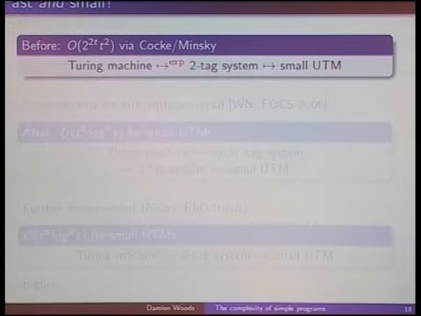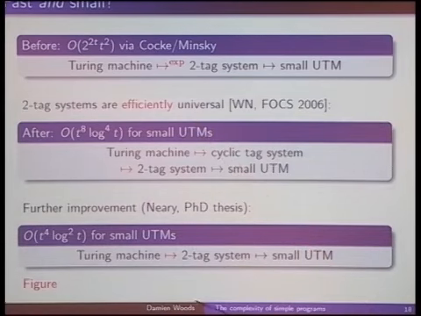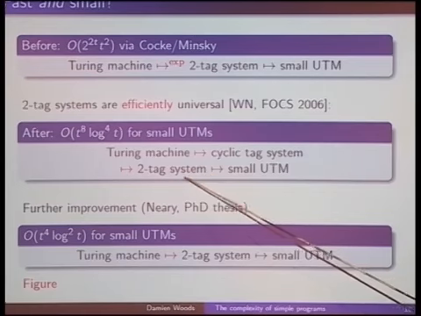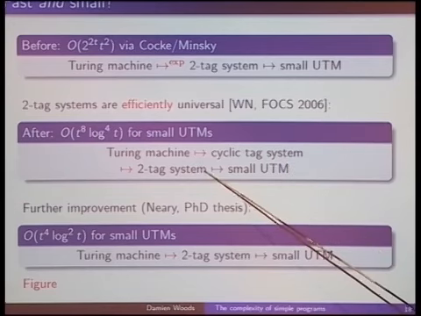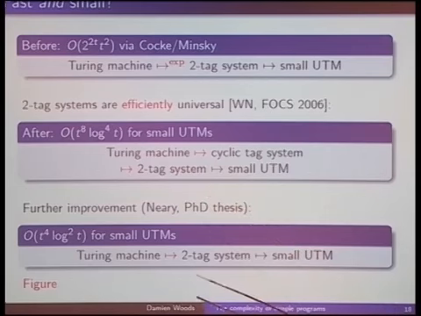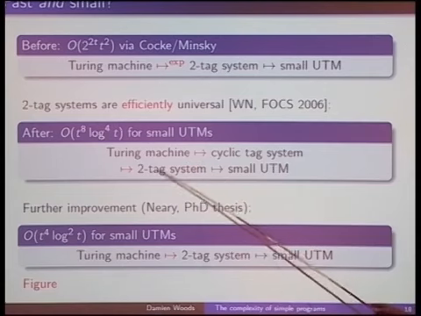So via the Koch-Minsky construction, these two tag systems are exponentially slow, and then at some point we figured out how to simulate cyclic tag systems efficiently with these two tag systems, and we'd already shown, as I talked about on previous slides, that these things efficiently simulate Turing machines. And this showed that all of the smallest known universal Turing machines simulate arbitrary Turing machines in polynomial time.